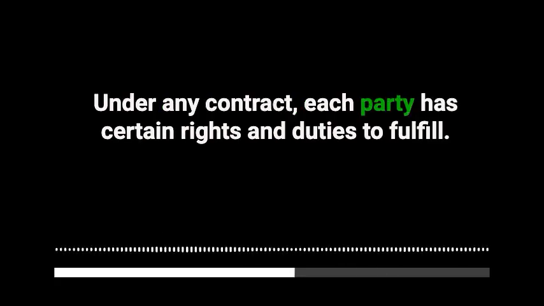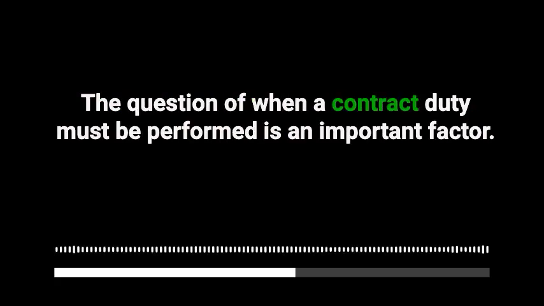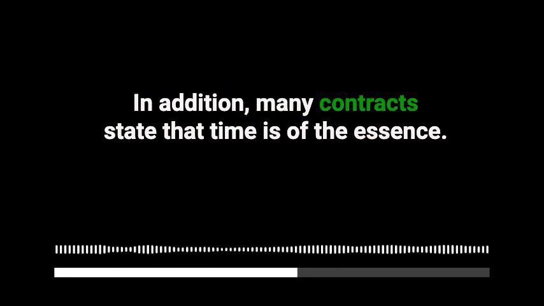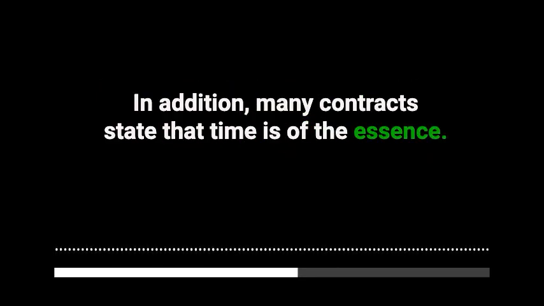Performance of contract. Under any contract, each party has certain rights and duties to fulfill. The question of when a contract duty must be performed is an important factor. Many contracts call for a specific time at or by which the agreed-on acts must be completely performed. In addition, many contracts state that time is of the essence. This means that the contract must be performed within the time limit specified, and any party who has not performed on time is liable for breach of contract.